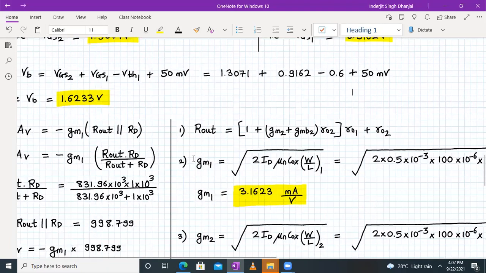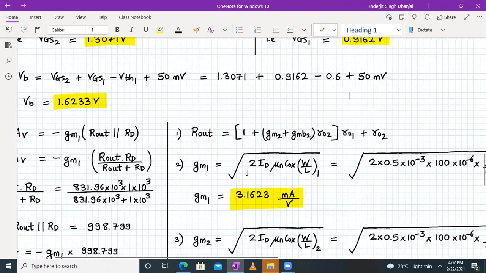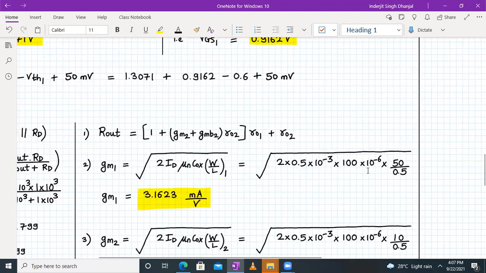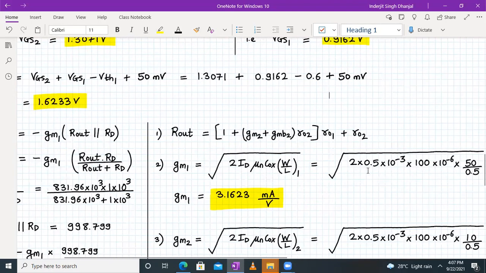So let's find out the value of GM1. GM1 is square root of twice ID mu Cox W by L of 1. Plug in the values over here and find the value of GM1. Here the GM1 came out to be 3.1623 milliampere per volt. Please cross check your answers.